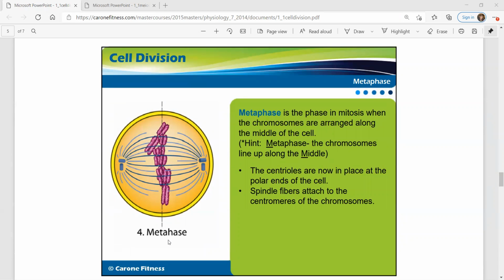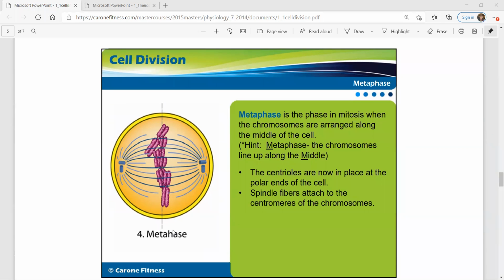Metaphase, this is a misprint, but that is the phase in mitosis when the chromosomes are arranged along the middle of the cell. So you see how everything's aligning right down the middle. Hint, metaphase, think of middle phase. The centrioles are now in place at the polar ends of the cell. Spindle fibers attached to the centromeres of the chromosomes.